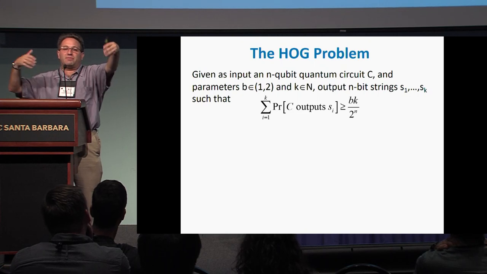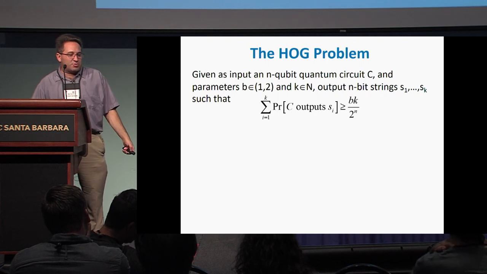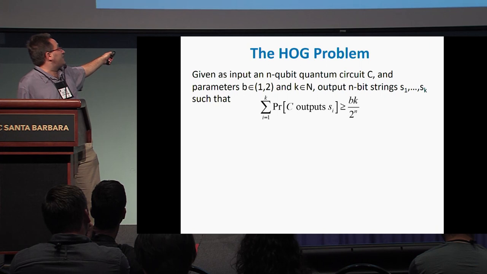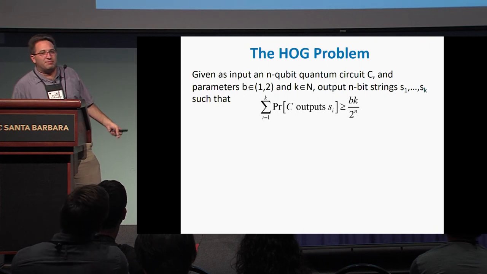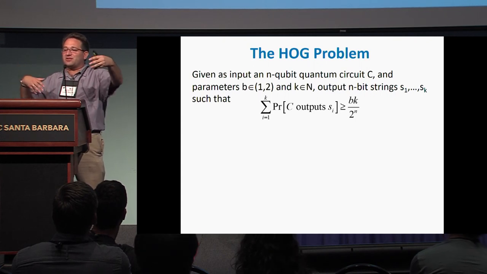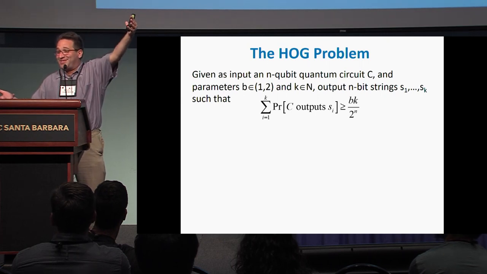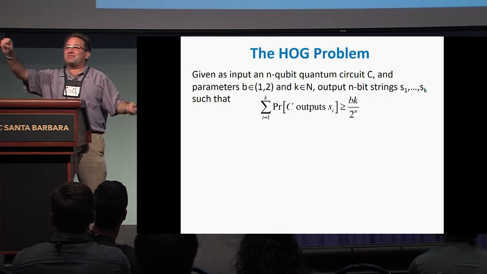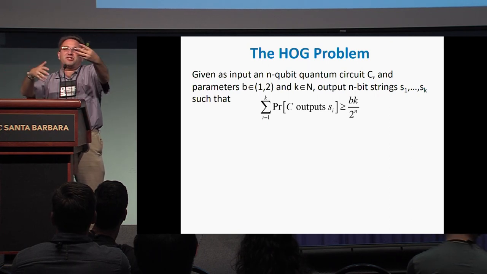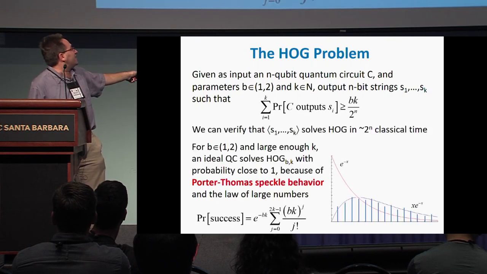Just check what is the probability that each of these was supposed to have been output. If the SIs were chosen completely at random, then I expect each of these to be 1 over 2 to the n on average, and I expect their sum to be like k over 2 to the n. But if I'm really doing valid sampling, then my outputs should be biased toward the ones with higher probabilities, right? I should never see anything that's predicted to have probability 0, and as I said, the distribution is not uniform. In fact, we know a lot about what the distribution looks like.